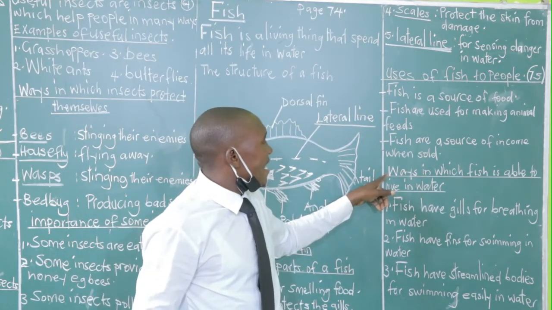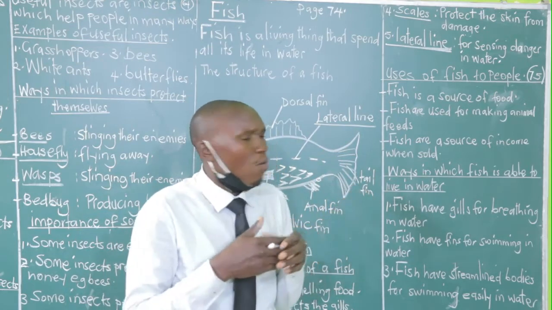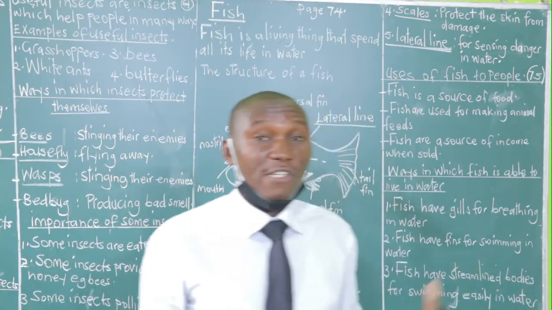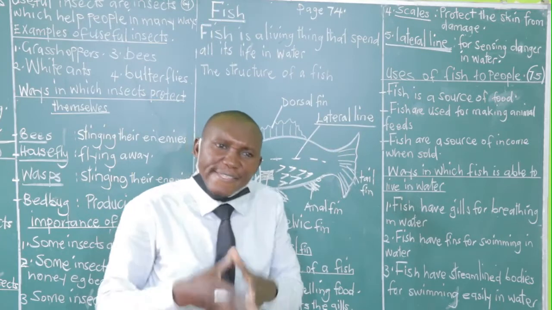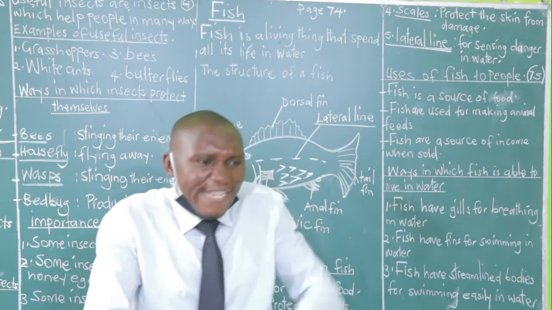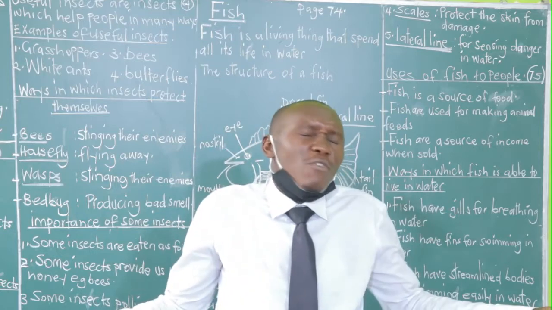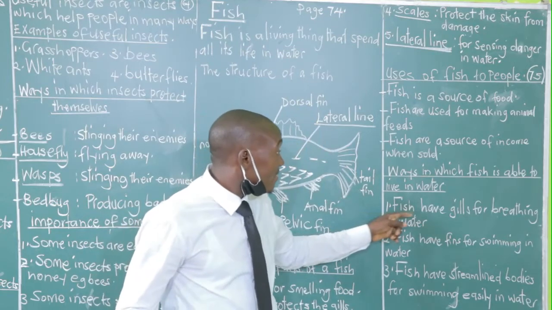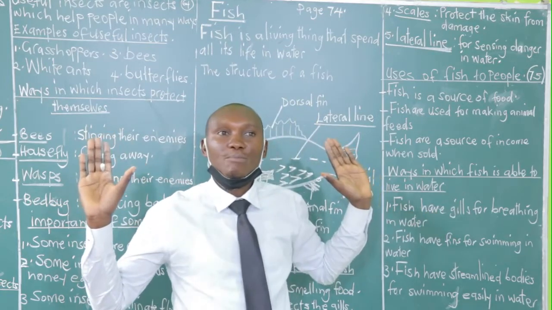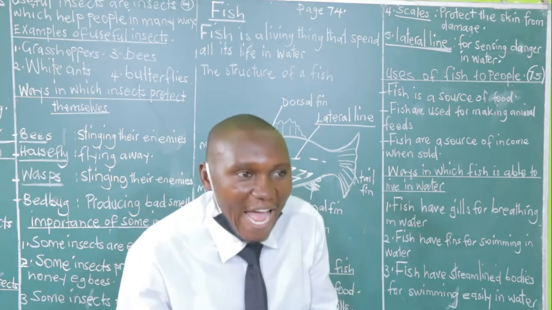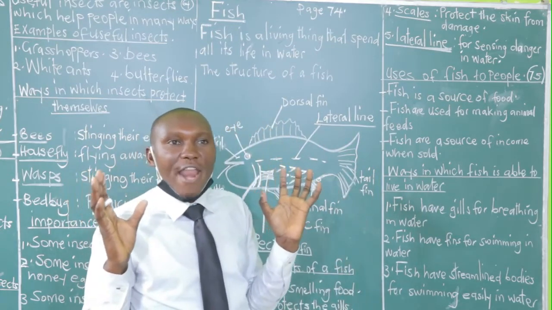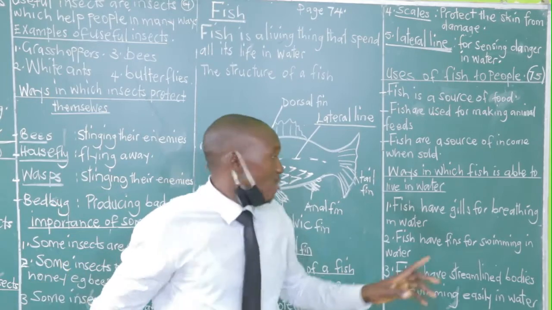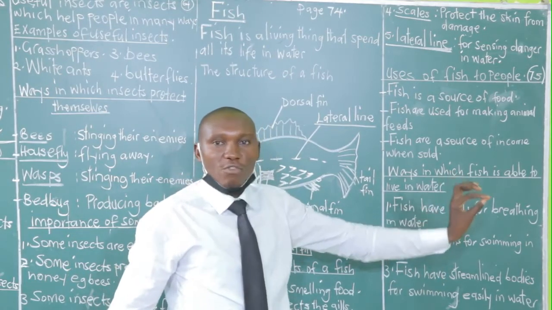Then ways in which fish is able to live in water. We can call it adaptation of the fish to living in water. What are the things that make this fish not even think of getting out of the water? One, we looked at the gills. The fish have gills for breathing in water. Which means when the fish is in water, it uses gills for breathing. That's why the fish will never go out of the water, because of its gills, which are used for breathing.